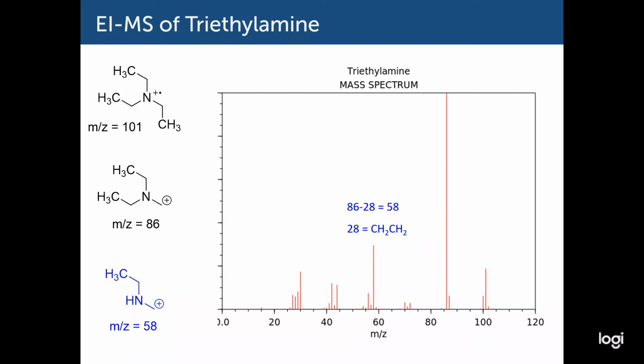You're more likely to find molecular ions on the far right, and then the things that are a little bit closer to the right-hand side of the spectrum are usually resulting from single fragmentation.